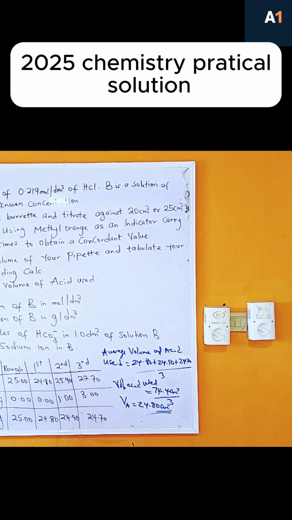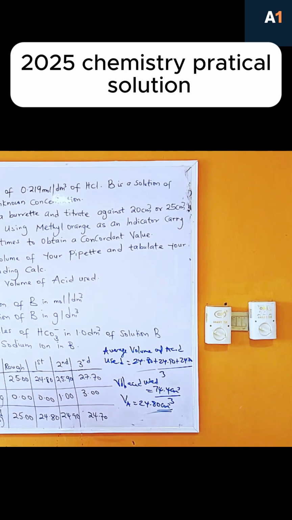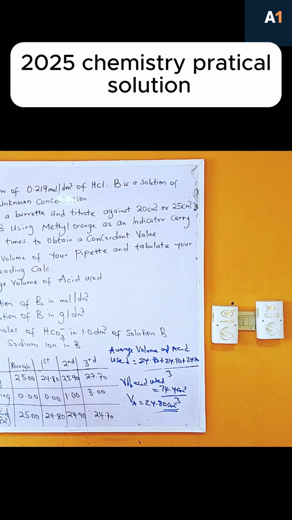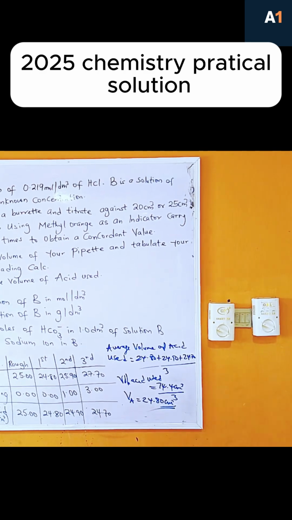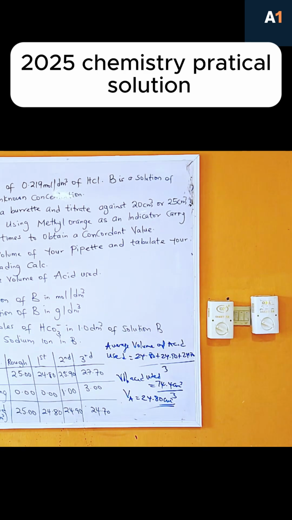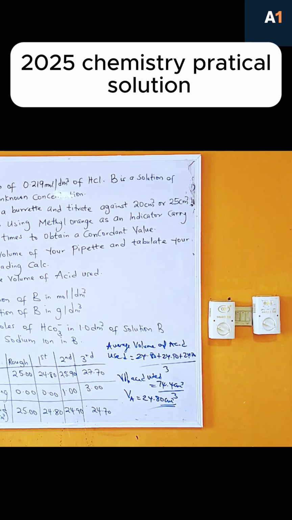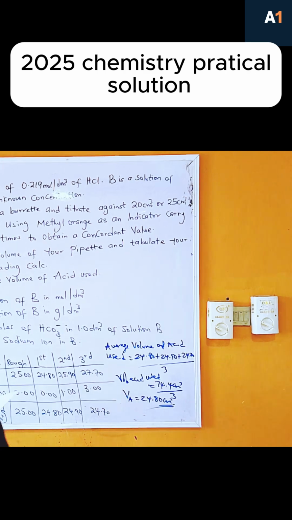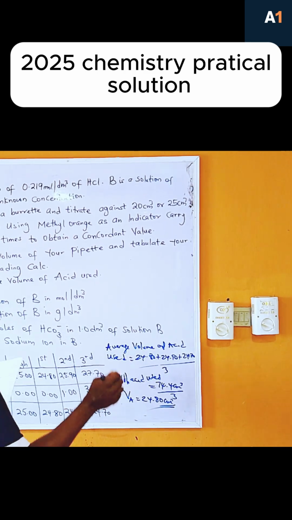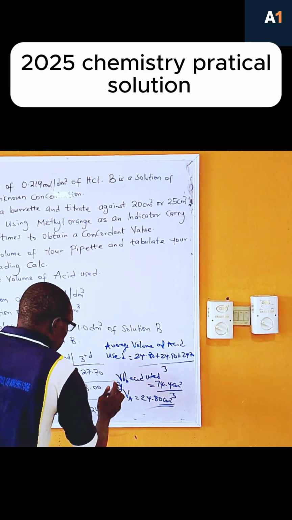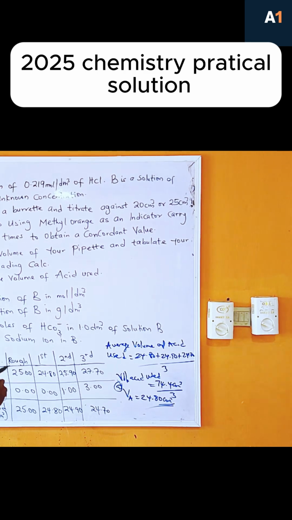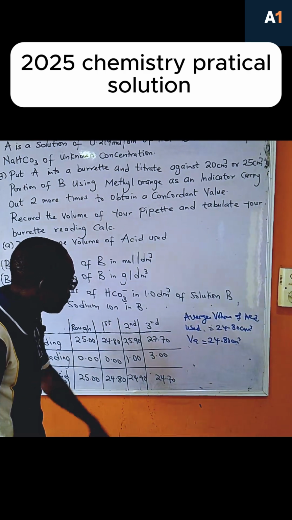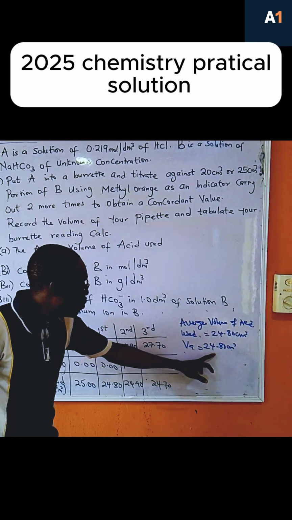So the next question which they ask here, which I've already illustrated, is that you calculate the concentration of B. So we have recorded this, the first question. So under A, under B, we can ask the concentration of B in mole per decimeter cube. Now, having got this one, VA is 24.80.